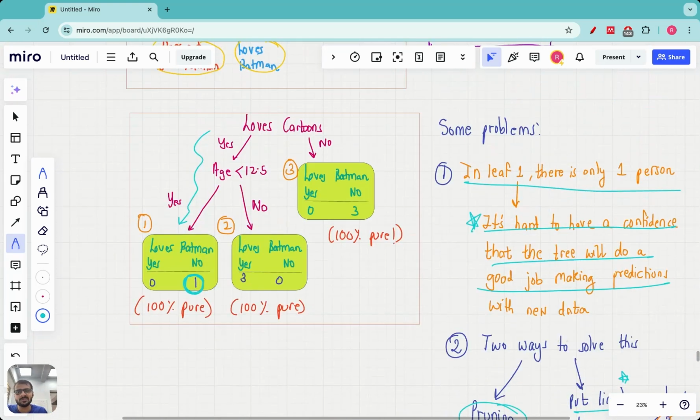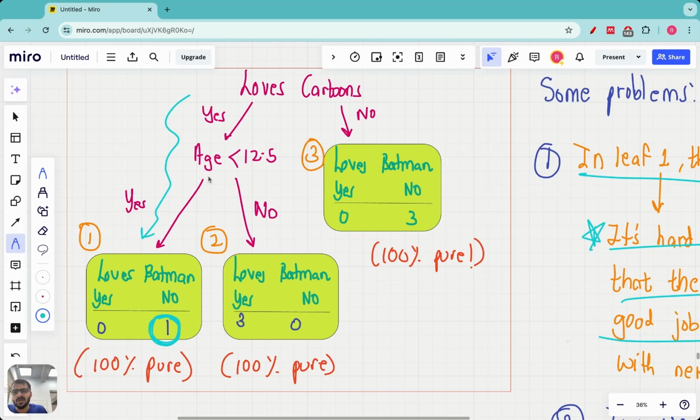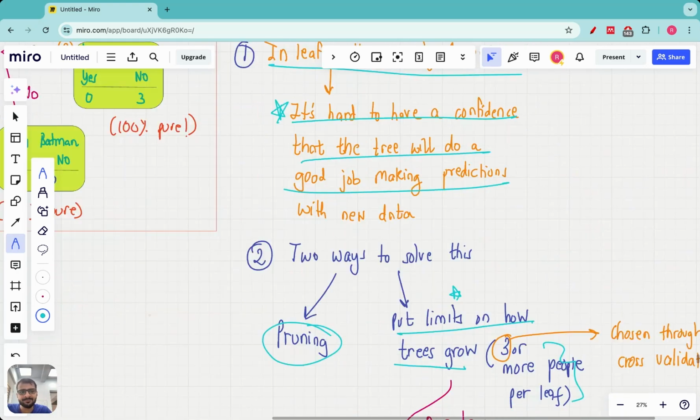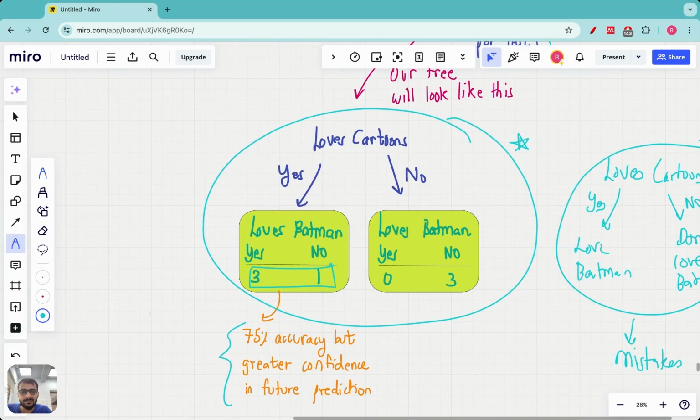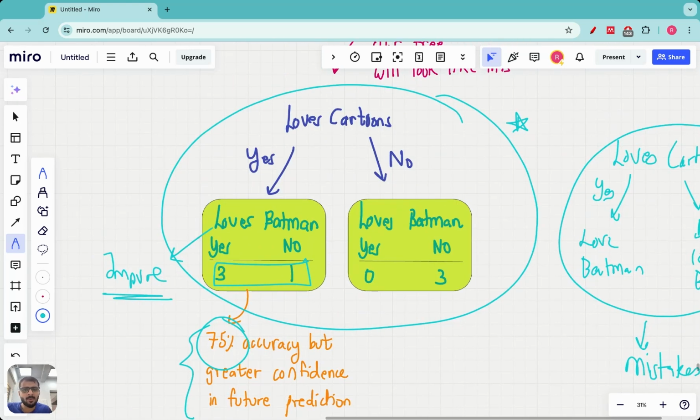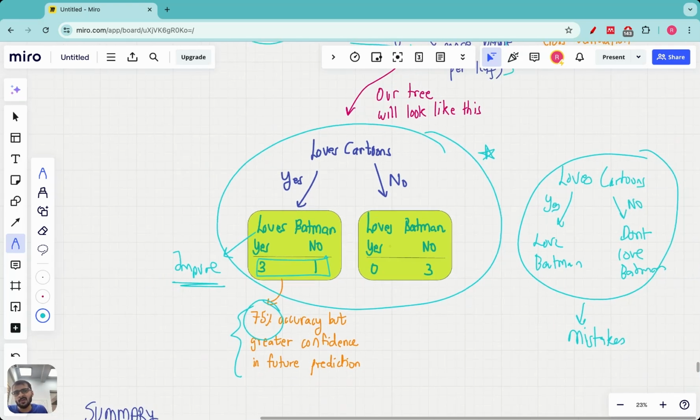So for example, this decision tree has gotten 100% accuracy on the training data. It will not make a single mistake, but it is probably overfitting, because since there is only one person here, it will not do a good job on new data. This tree, on the other hand, makes some mistakes on the training data. It achieves 75% accuracy here because this leaf is impure. But that's probably fine, as I mentioned, because since there are more people in each category, we have more confidence that on new data, this tree will do a better job.